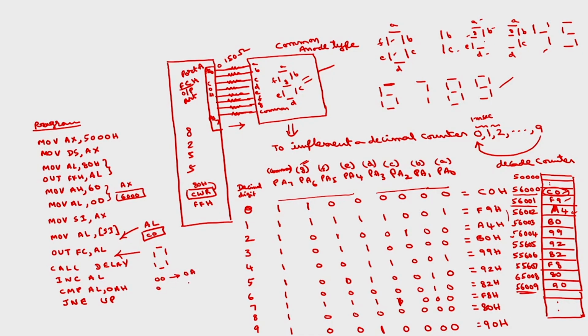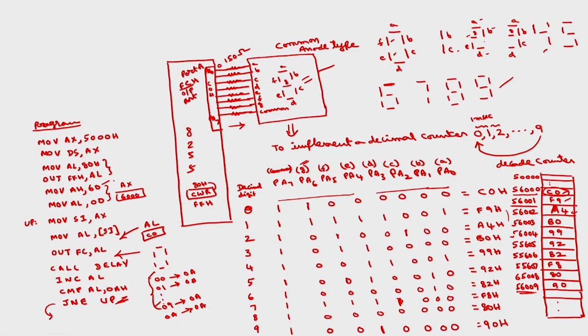0, 1 with 0A not equal. So after 9 also we are going to compare with 0A, not equal; this particular instruction will be false, it will come out of the loop. If it is not equal, you have to go to the up, true. If this is 0A, after displaying all the digits 0 to 9, then 0A with 0A they are equal, so this is false, this will come out of the loop. So from 0 to 9 this will go to the up. Where should this up be now?